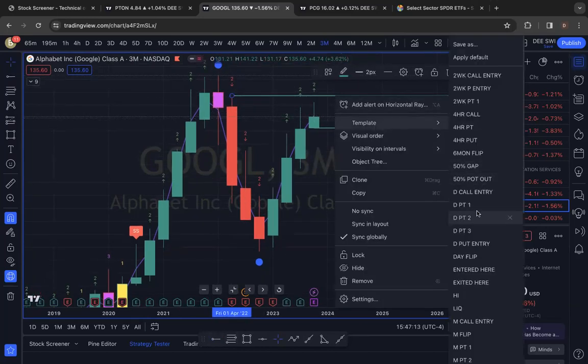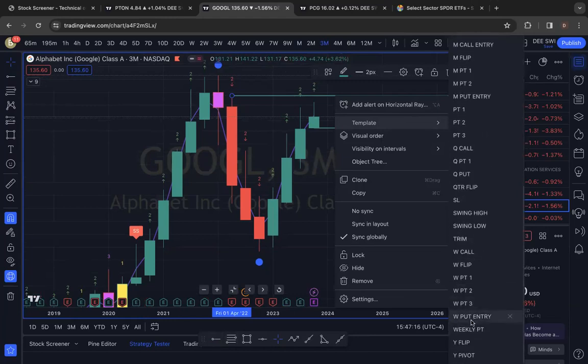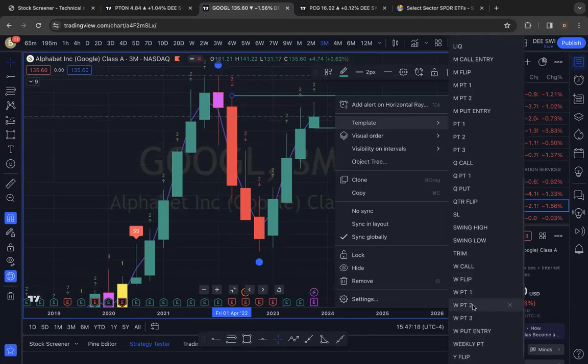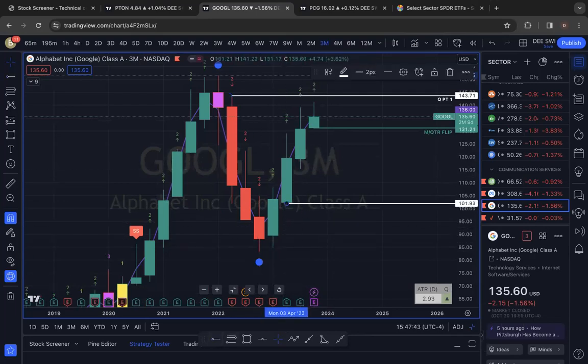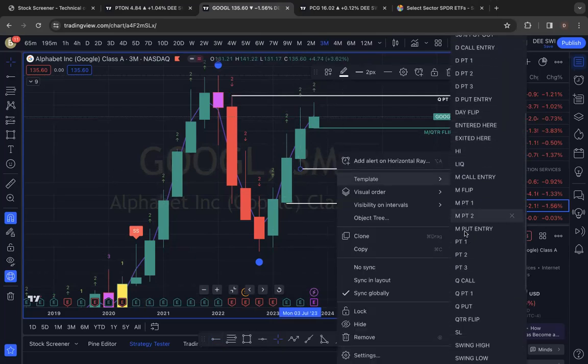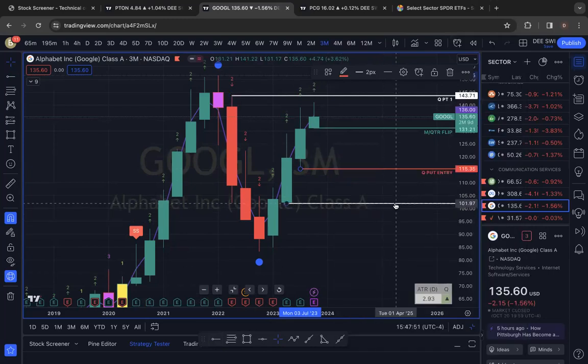That means that the price target should have been right here for the quarter. The quarter's price target should be right here. So we want to see if it reaches its price target. As of right now, it's failing. So this would be considered a fail too. If it doesn't reach its price target, that would be considered a fail too. So we're gonna keep that in mind. And then the price target for the downside would be right here. This would be the quarter put entry if we go outside. And this would be the quarter's price target.